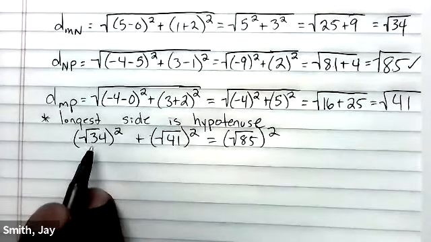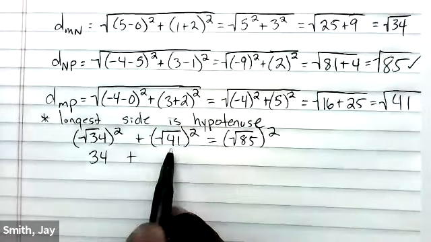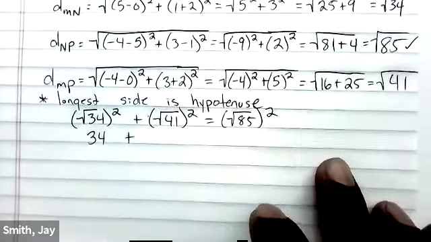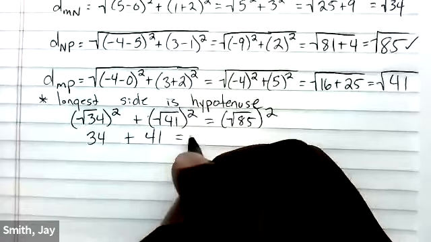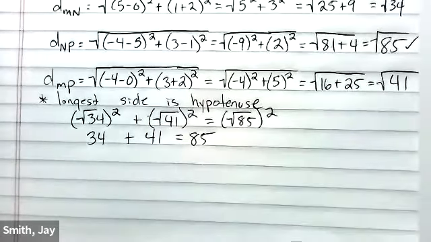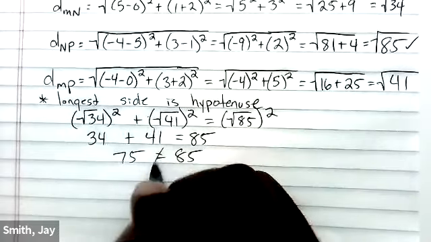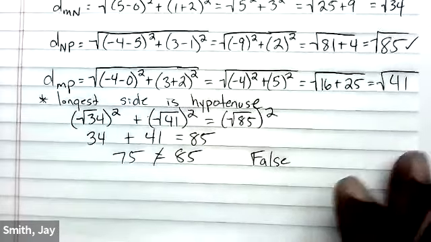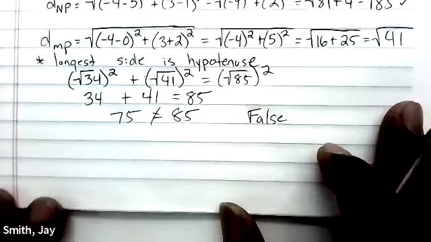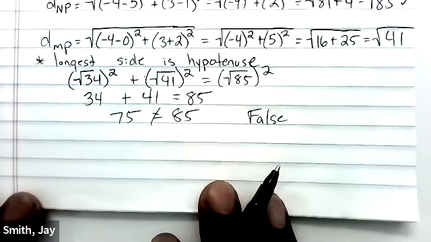So we know the square root of 34 squared, the square root and the square cancel out, so it's going to leave me with 34 plus the square root of 41 squared, which cancels out again. So we're left with 41 equals the square root of 85 squared, which leaves me with 85. Now 34 plus 41 is going to give me 75, and we know 75 does not equal 85. So this is a false statement, which in turn lets me know that the vertices M, N, and P are not that of a right triangle.